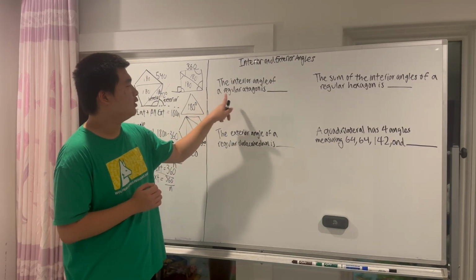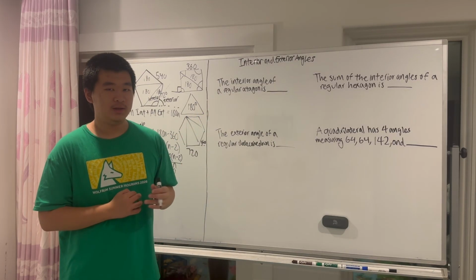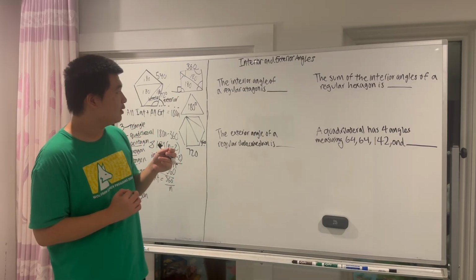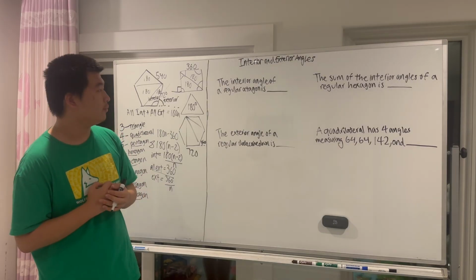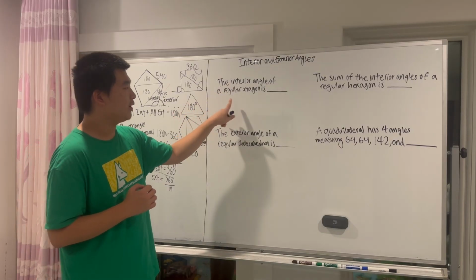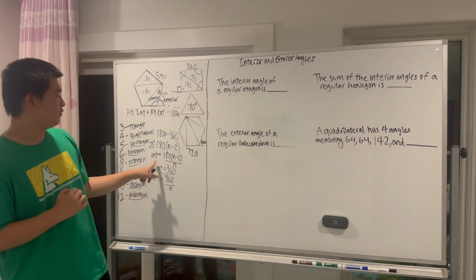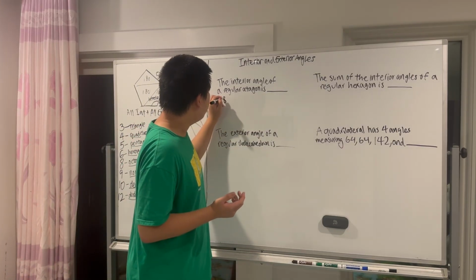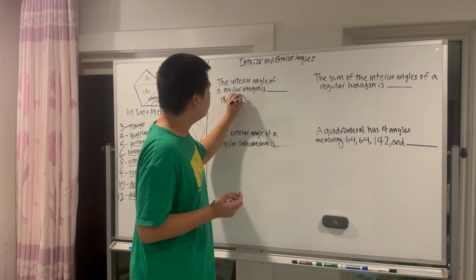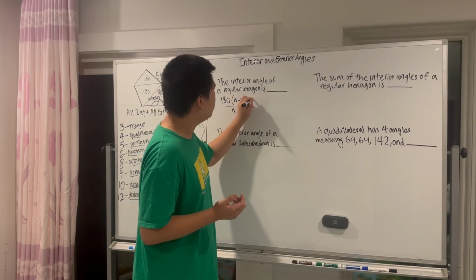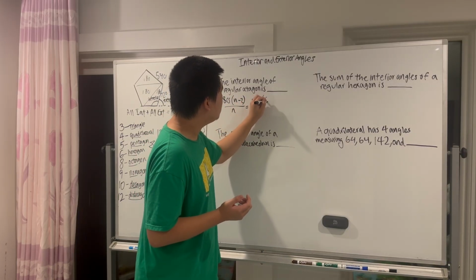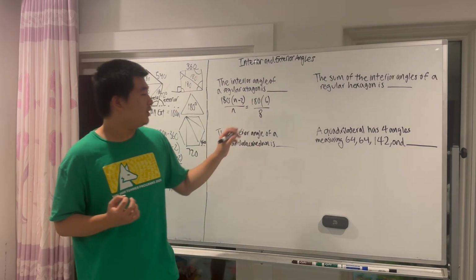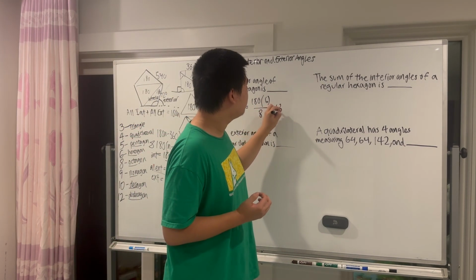The interior angle of a regular octagon is blank. So once again, the important part is that the octagon is regular, right? That makes it so that we can actually solve the problem. So the interior angle of a regular octagon. Well, we have a formula for the interior angle, so let's try that. That would be 180 times n minus 2 over n. That equals 180 times 6 over 8. And once we compute that, we'll find that the answer is 135.